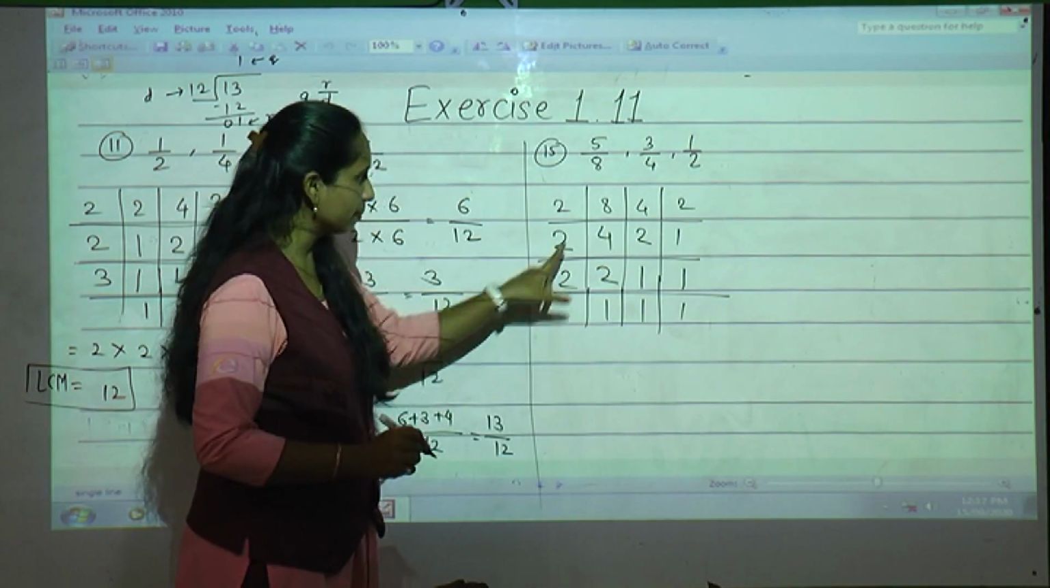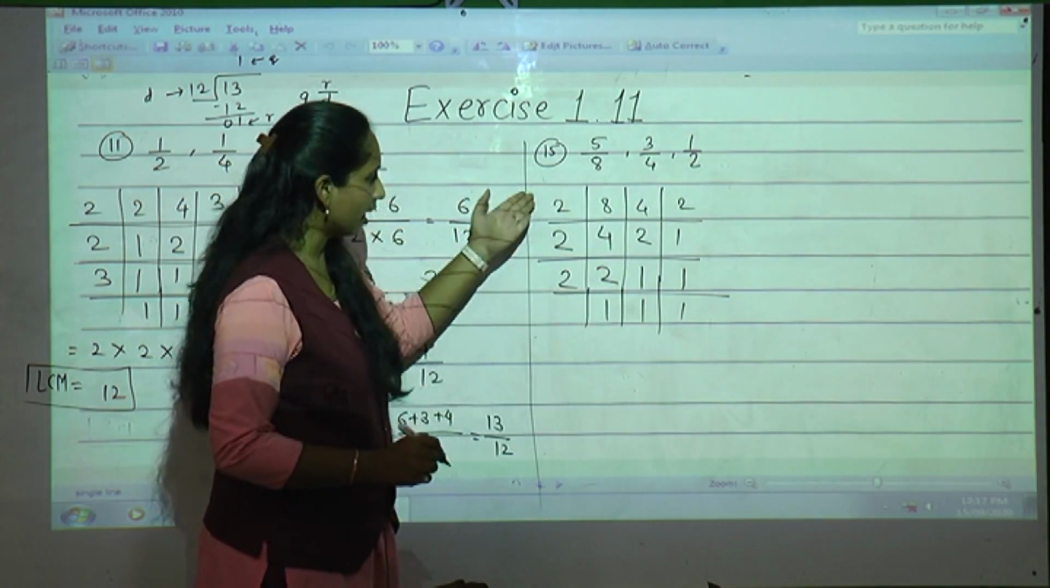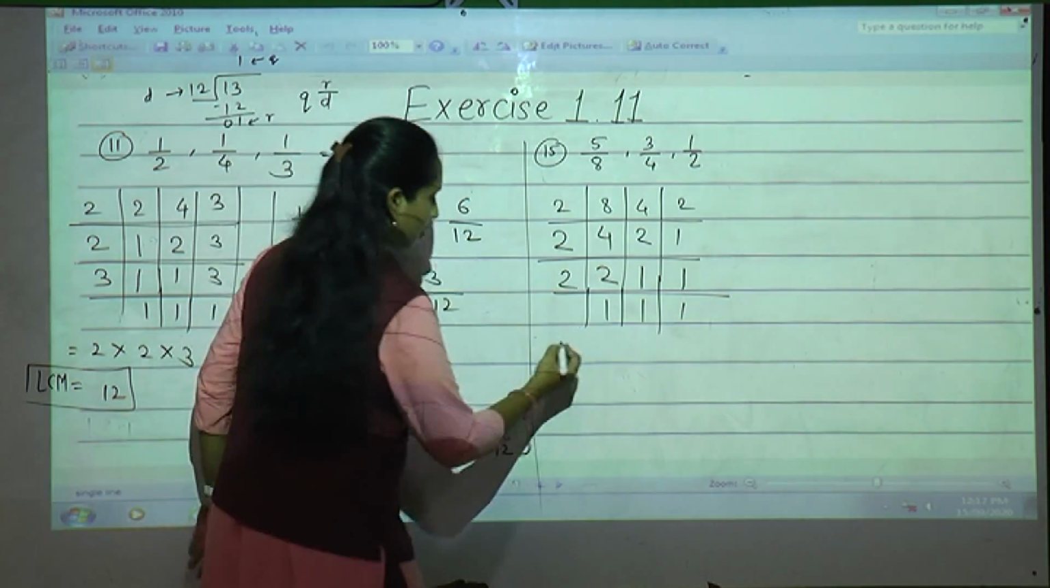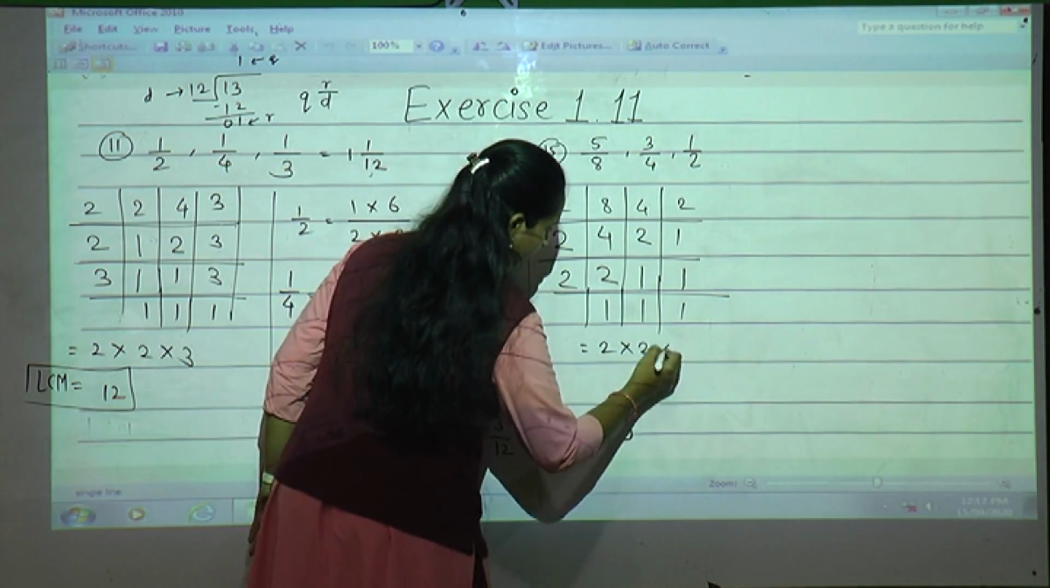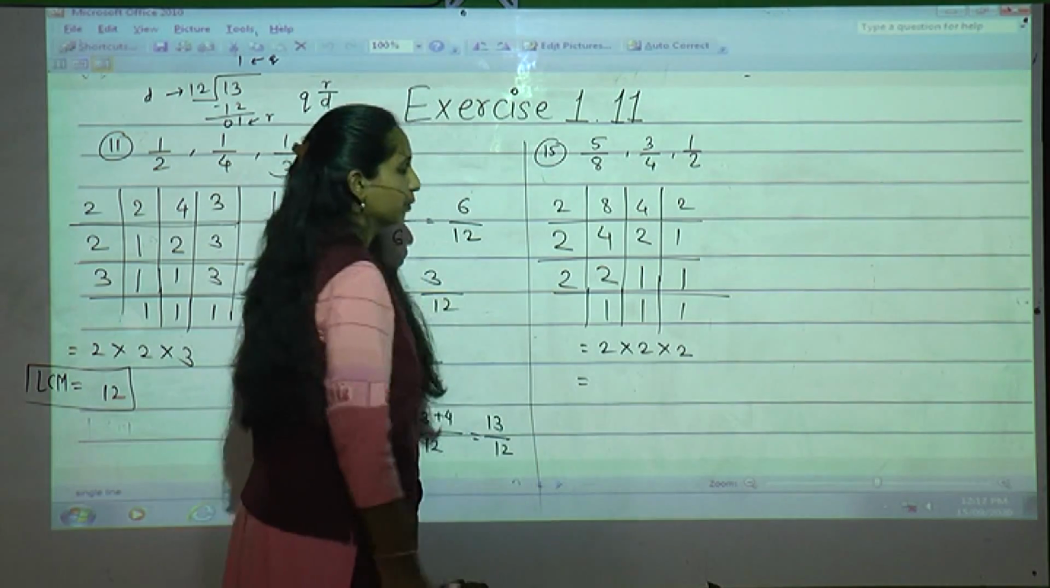Now the multiples of 8, 4 and 2 are 2, 2, 2. So write together 2 multiplied by 2 multiplied by 2. Now do the multiplication.